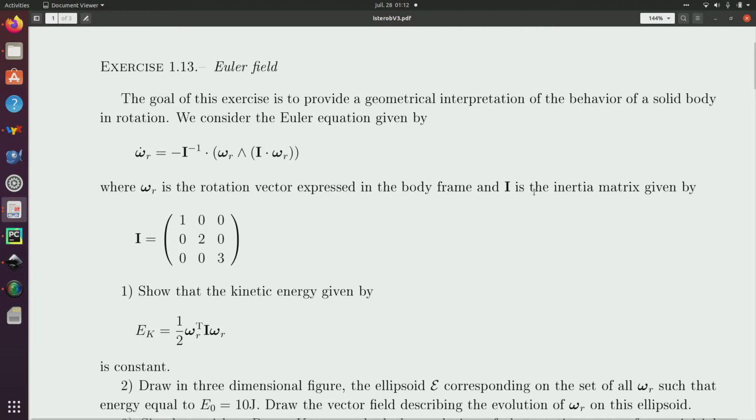Also, in this exercise, for simplicity, we'll assume that the inertia matrix is diagonal like this, with eigenvalues 1, 2, and 3. And for the first question, we'll have to show that the kinetic energy, given here, is constant.